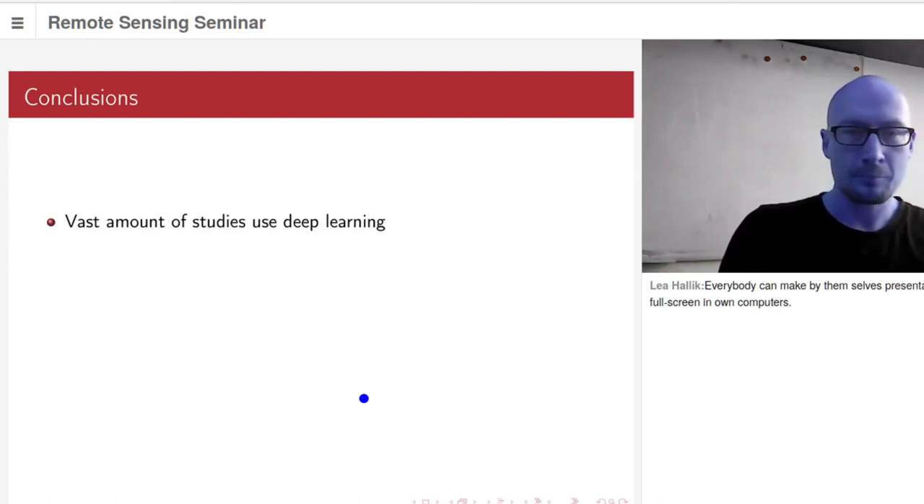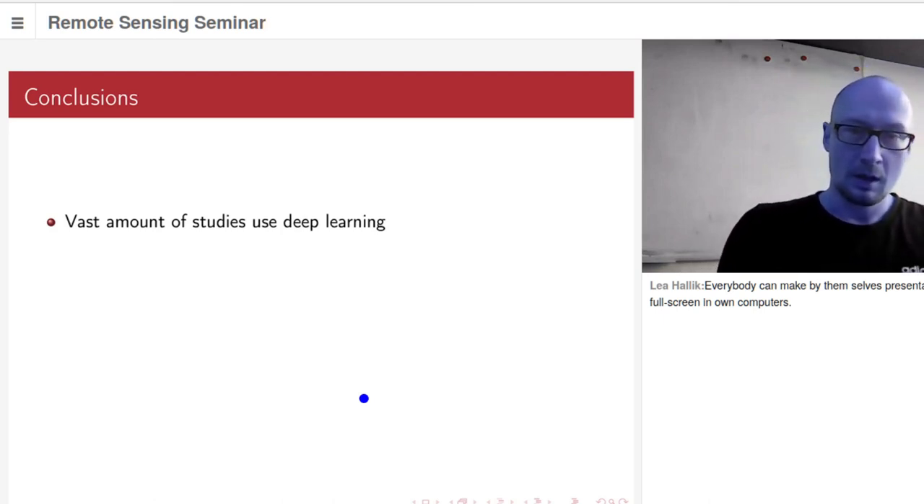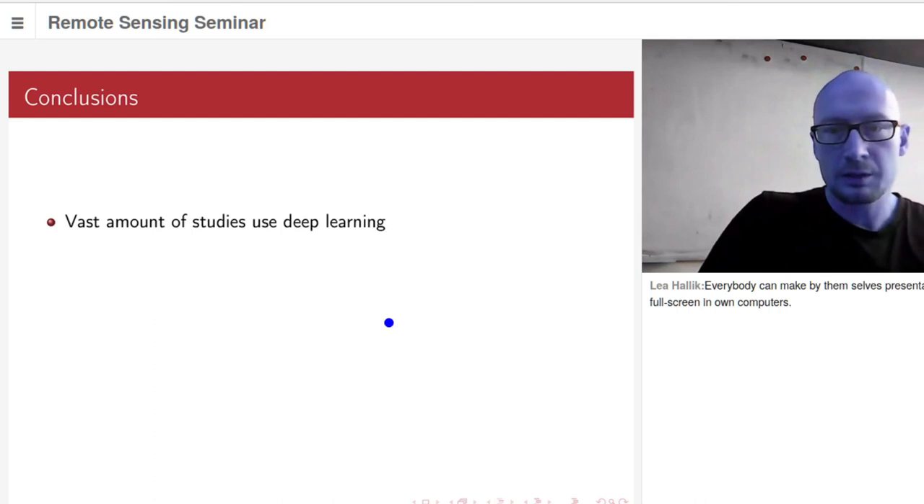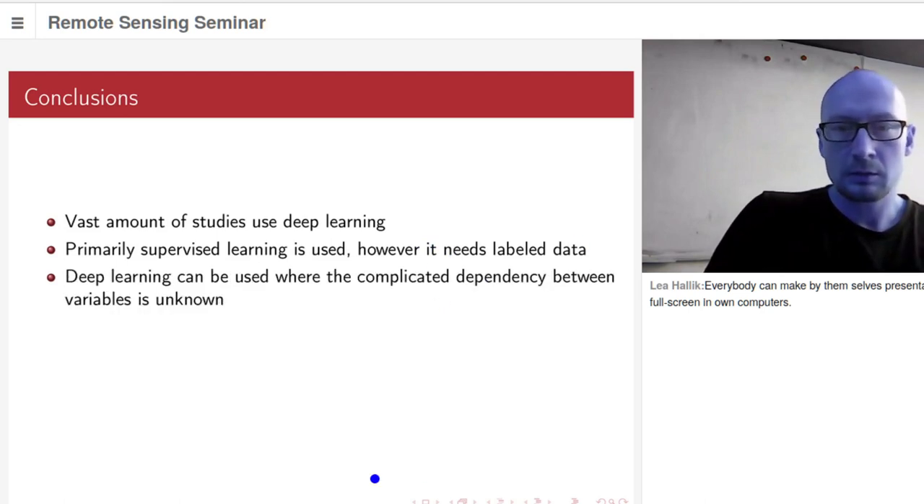So practically every day, some new machine learning study comes out. The more time goes on, the more studies using deep learning are published. Primarily supervised learning is used. However, in some cases it's unsuitable to use it because it needs lots of manual labor to produce the labeled data.